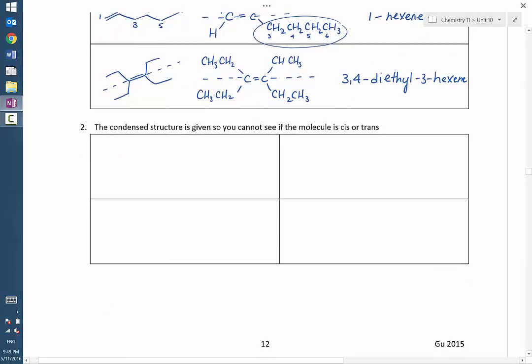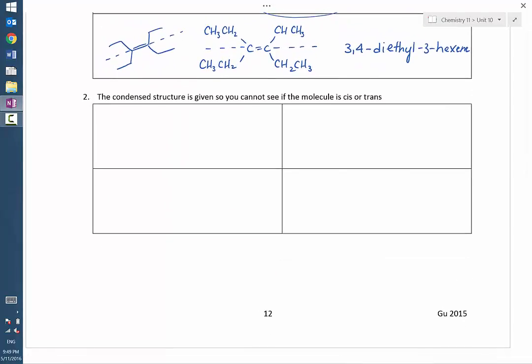Another situation where cis and trans cannot be assigned is if the alkene is shown to you in a condensed structure. For example, CH3, CH2, CH2, CH, CH, CH2, CH3. First of all, when you see this, where is that double bond? Hopefully you are going to say right here, because we're missing H's, so that's where the unsaturation is taking place.